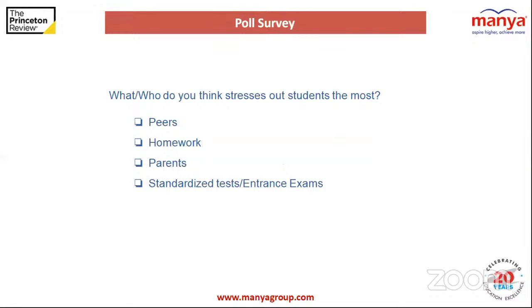Come on, guys, there is a survey again. You will get a survey form now. Read the question. What and who do you think stresses out students the most? Which one stresses you out the most? Is it peers, the competition among your peers? Or the homework, or the parents, or again the standardized test or the entrance exams?